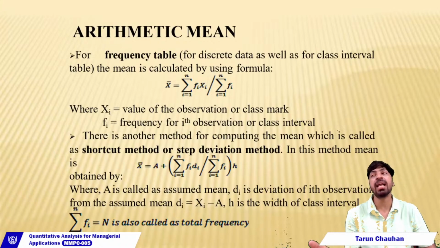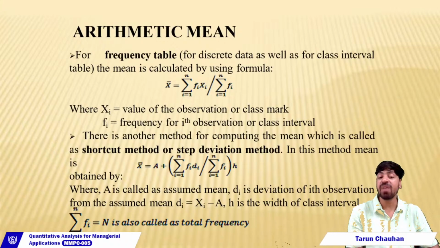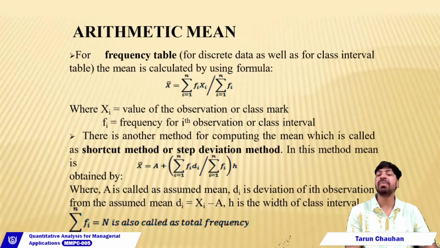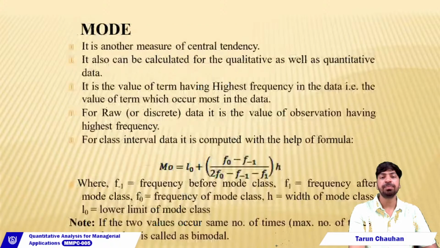There is another way to calculate the mean. It means when big calculations with multiplication values are there in the data, a learner or researcher has to use the step deviation method. That is, x bar is equal to a plus sigma fd by sigma f into h. Here h, also called i or c, is the common difference among all the class intervals. So that is c or h. Let's begin with the question over here.